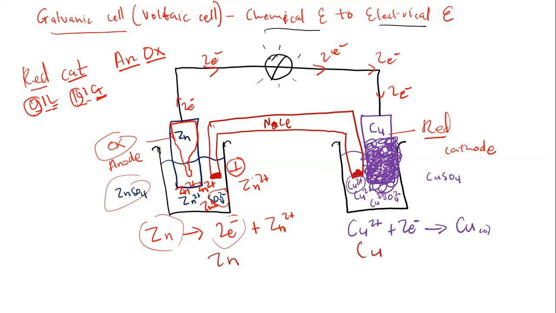Remember that one decreases, which undergoes oxidation. This one undergoes reduction, therefore it will increase in mass due to the Cu2 plus ions and 2 electrons. And therefore this will be rich in Cu in a solid state. Now, because Cu2 plus ions are being used up due to the fact that they react with the electrons, that means this solution will be left behind with SO4 2 minus ions. Therefore, there will be a high concentration in this solution of SO4 2 minus ions.